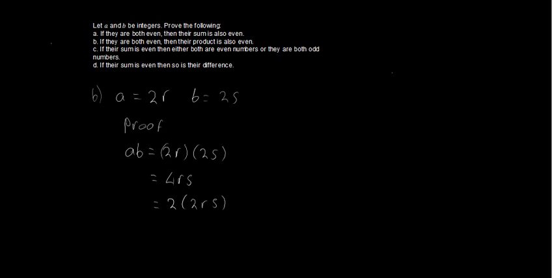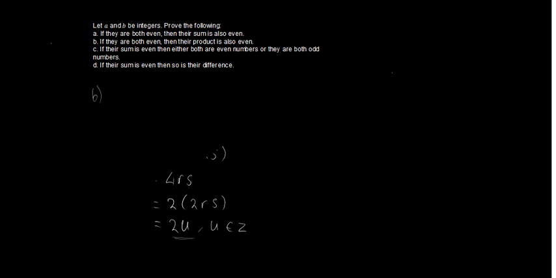We know that 2rs is some integer, assuming r and s are also integers. So we're basically going to have 2u, where u is a member of our set of integers. Just like this, we've proven that if we have A and B, multiplying them, and they are both even, then their result is also even. So this is a very simple direct proof, again using the concepts from the previous question. Now let's go on to something else. We're going to just finish this question in this video, then we'll have another one.